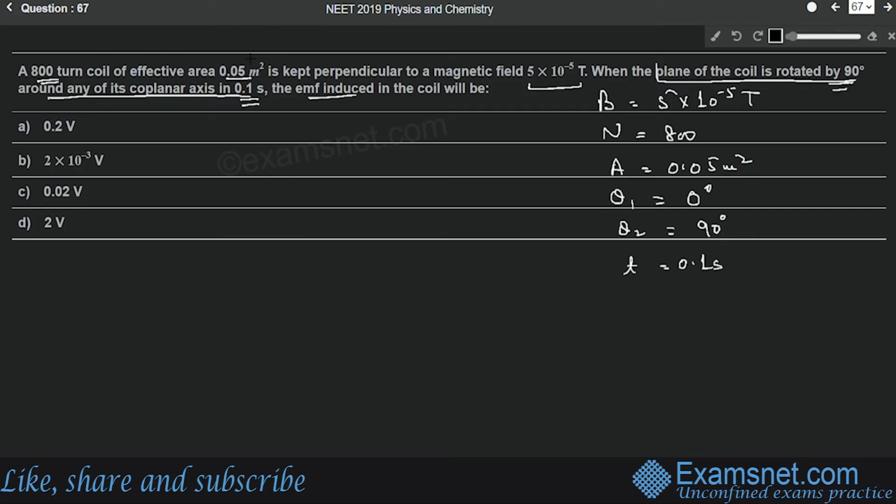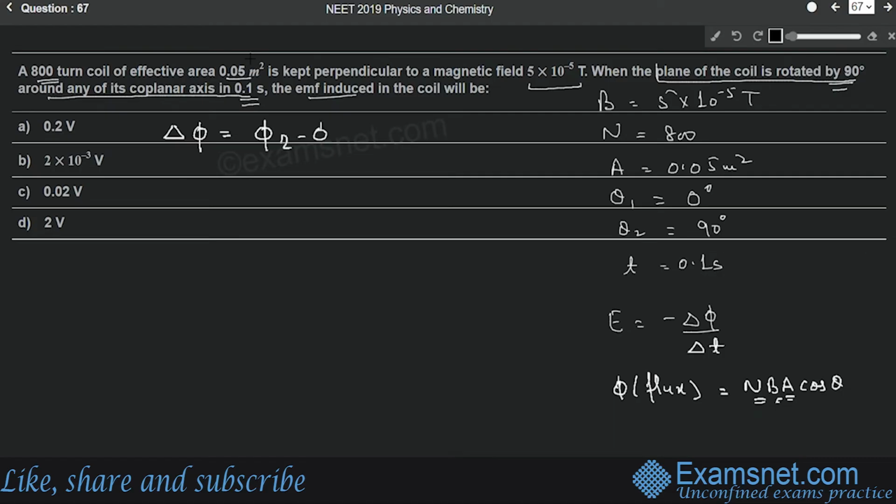Now we have to find out the induced EMF, and EMF is equal to minus delta phi by delta t. Okay, that means rate of change of flux. And what is phi? Phi is the magnetic flux, that is given as NBA cos theta for n number of turns. B is the magnetic field and A is the area. So here first we'll find out the change in magnetic flux delta phi. So it is equal to phi 2 minus phi 1, right?